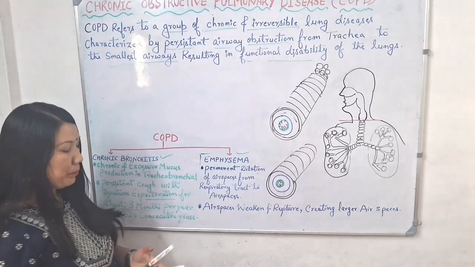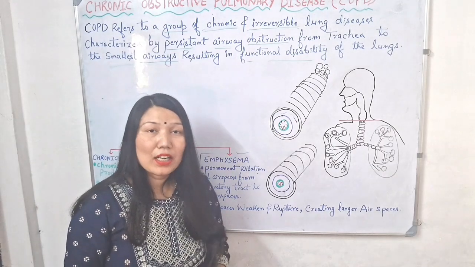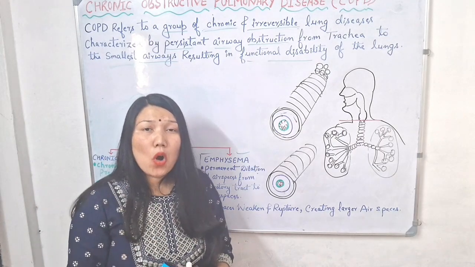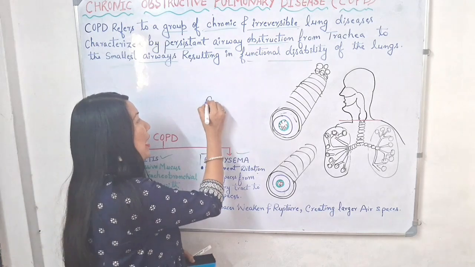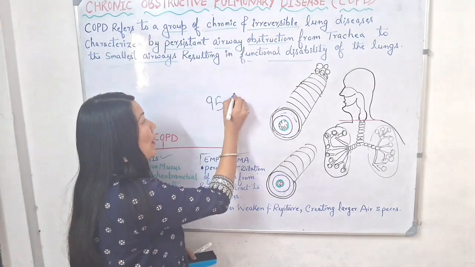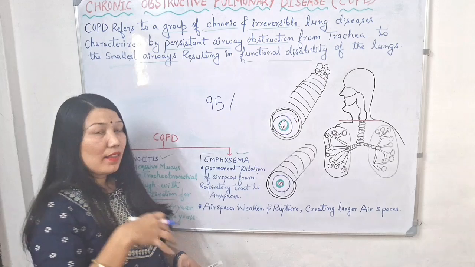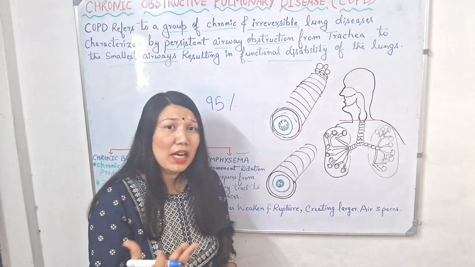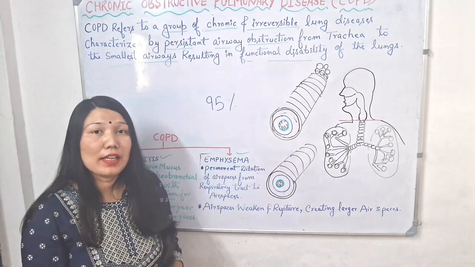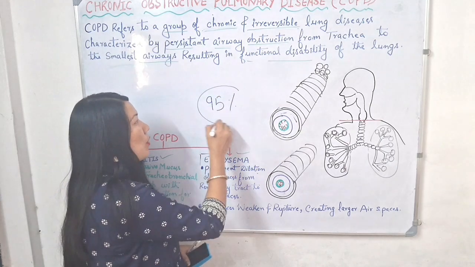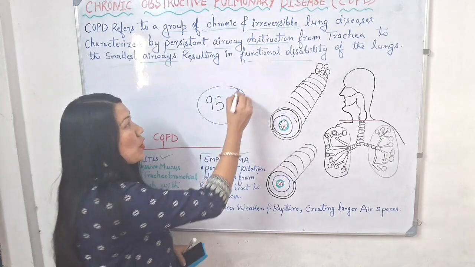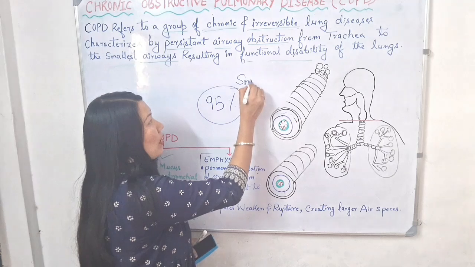We all know that the most important cause, the most important etiology, of COPD is smoking. 95% of COPD cases happen due to smoking. There are some other causes for COPD, but we will discuss them later. So what is smoking actually doing?